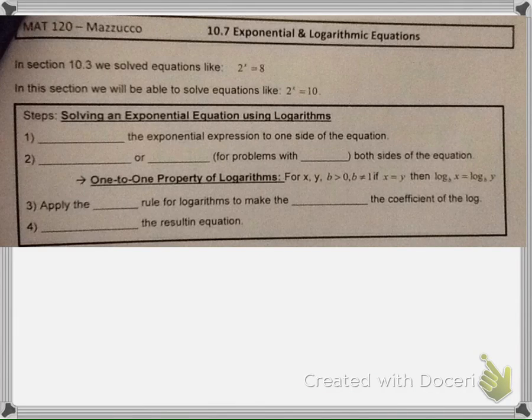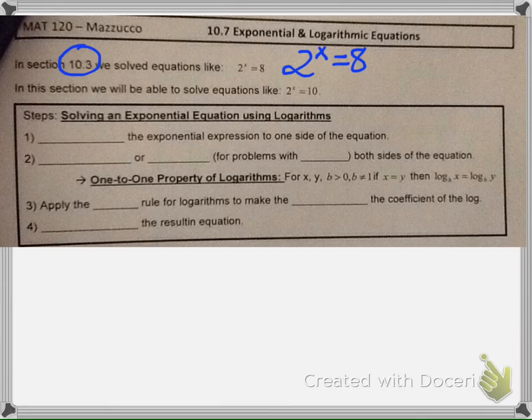In section 10.7, we're going to solve equations that are in exponential or logarithmic form. We've already done some of these, but in this section, they're a little bit different. So in 10.3, we solved an equation such as this.